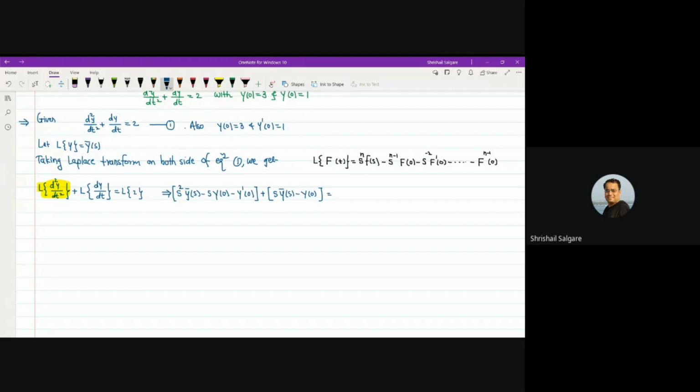And what is the Laplace transform of 2? Anyone who is not active? Ankita? Laplace transform of 2 means 2 you can take out, 2 into 1 by s. Yes, 2 into 1 by s. Is it clear?